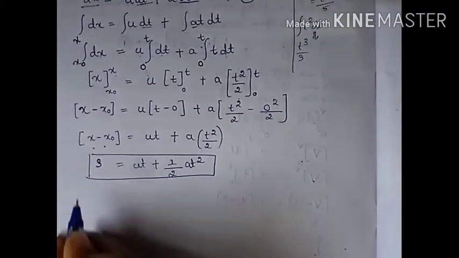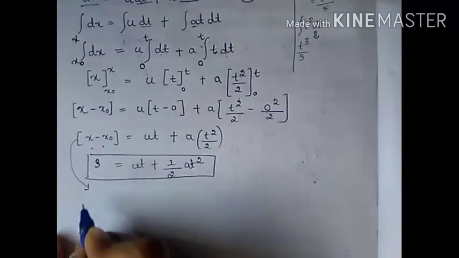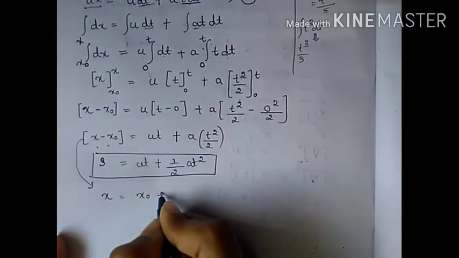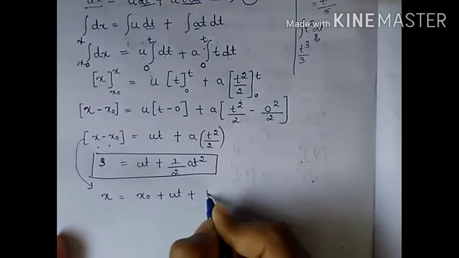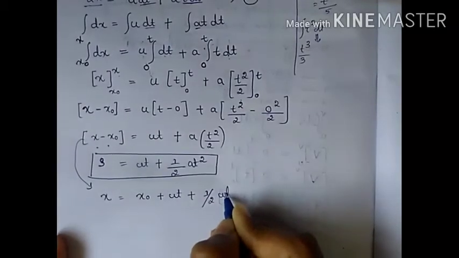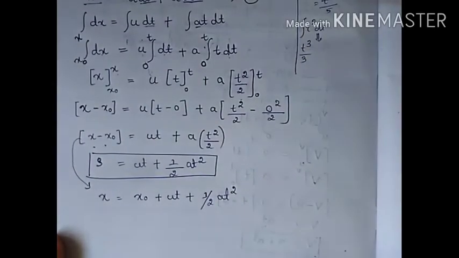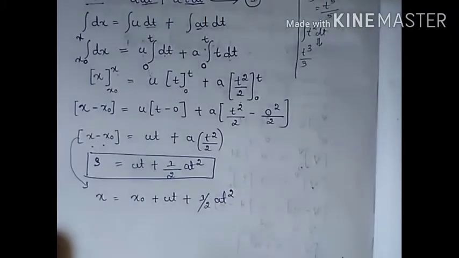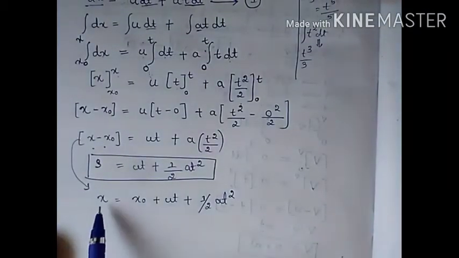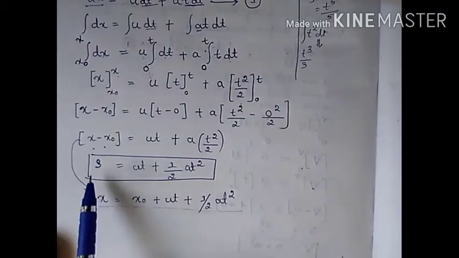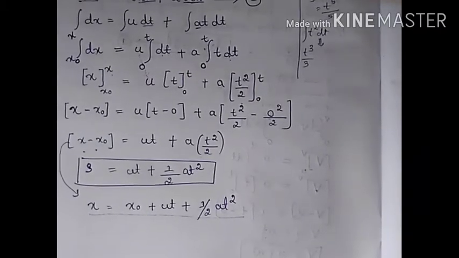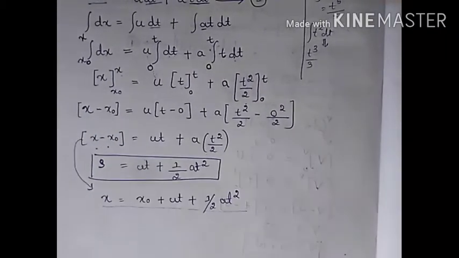So this is the second equation. From this equation, if you observe, x can also be written as x0 plus ut plus half at square. So in problems, if they give both initial and final position, then you can use this equation. If they give the displacement, then you can use this equation. So this is the second kinematic equation that we have derived using the calculus method.